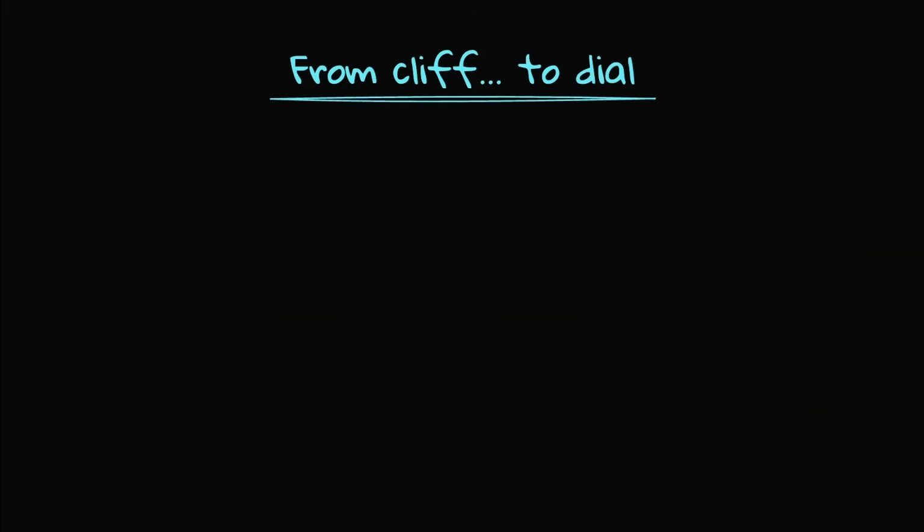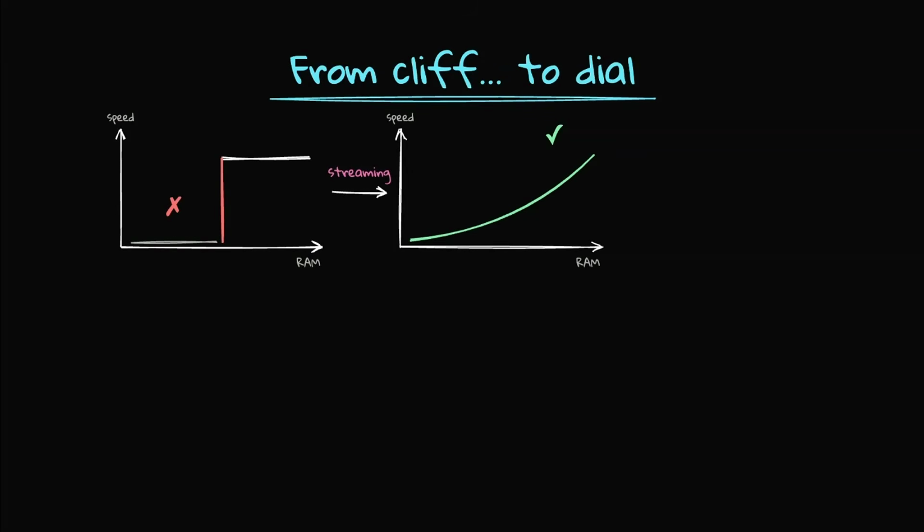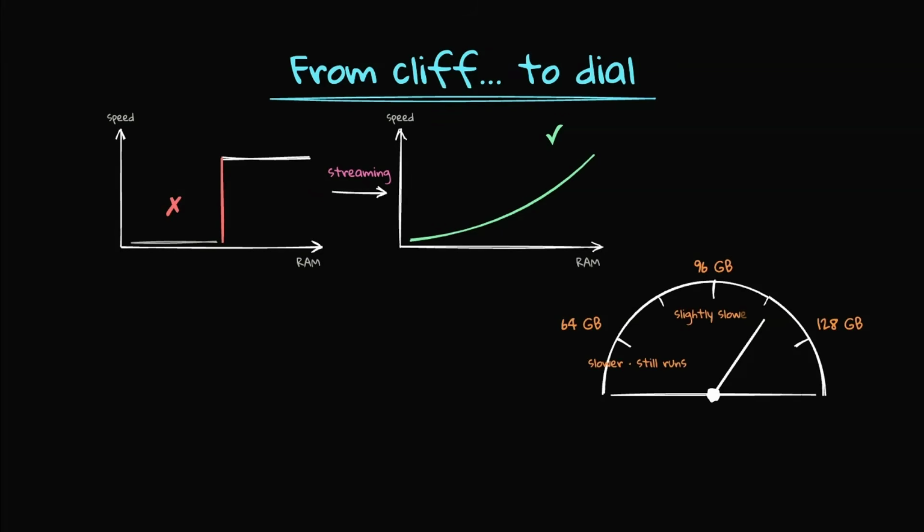Okay, so remember we talked about the RAM cliff, where either everything fits in or nothing does. Now, here's what it looks like. With streaming, there's no cliff anymore. There's just a slope. So RAM stops being a wall and just becomes a dial. And this basically controls the cache hit rate now.